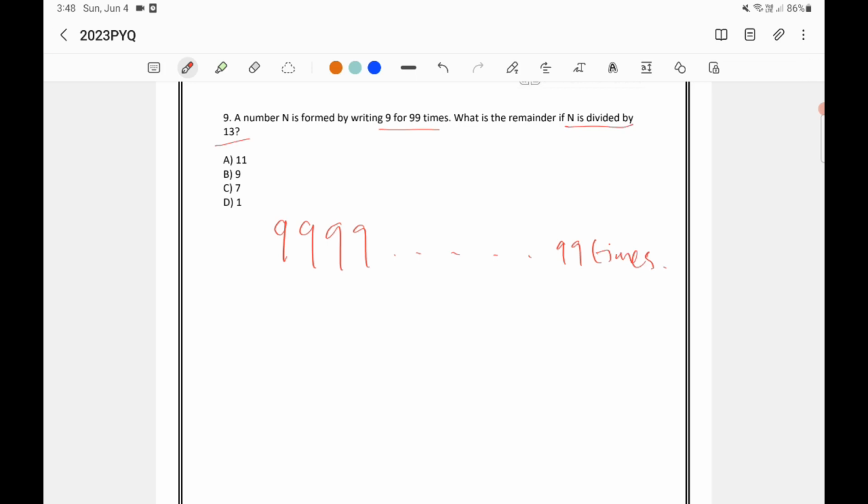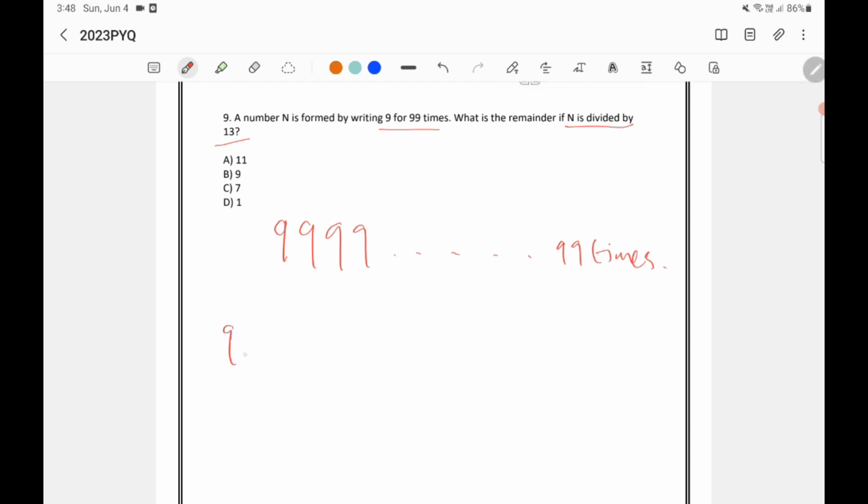So here you need to know the divisibility rule for 13, or rule of 13. I have already done a video on the rule of 7 and 13. So the rule of 13 is 1, 4, 3, minus 1, minus 4, minus 3. We are going to apply that here.